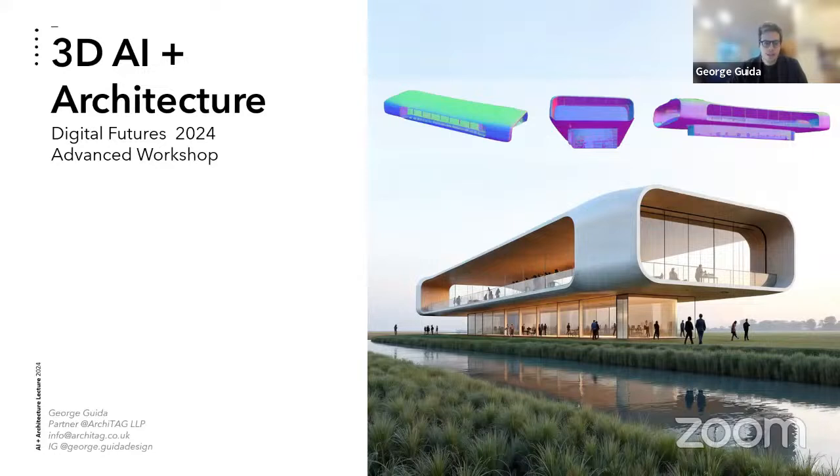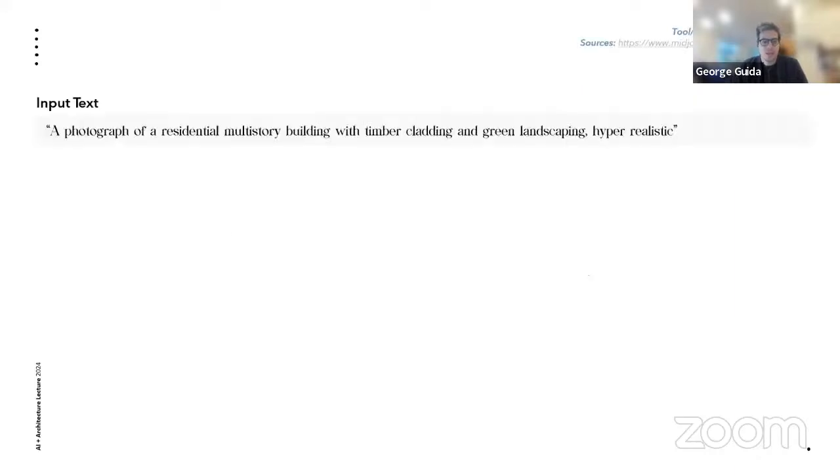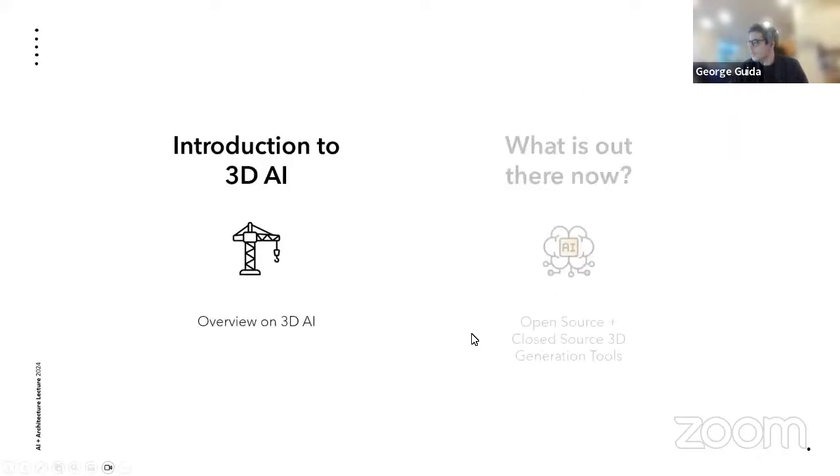So let's see if it works. I'm going to start by giving a little introduction, a little framework on where we are with 3D today, starting from image and leading to 3D, open source and closed source tools. I'm going to try to give you some tools out there. So I'll be covering three proprietary, three closed source tools, and three open source tools as well.